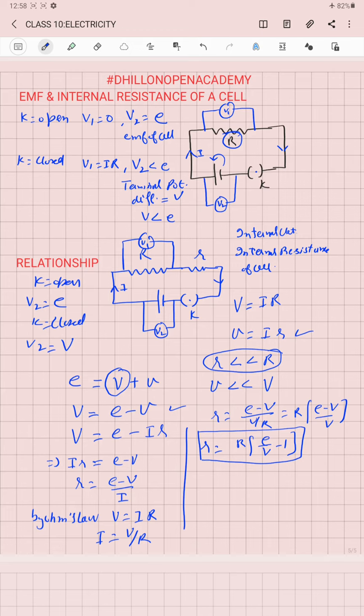Now an important thing that we have to remember, this internal resistance of the cell depends upon a few factors. It depends upon the surface area of the electrodes dipped in the electrolyte solution. Internal resistance is inversely proportional to the surface area of the electrodes dipped in the electrolyte solution. The lesser the surface area inside the solution, the more will be the internal resistance. Second, it is directly proportional to the distance between the electrodes of the cell. So if the distance between the electrodes of the cell is kept large, internal resistance will also be large.